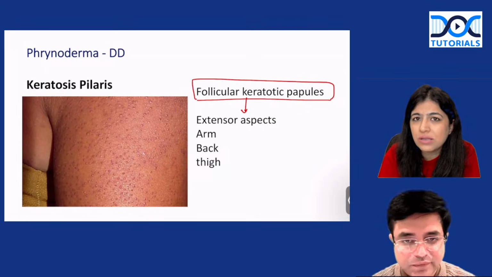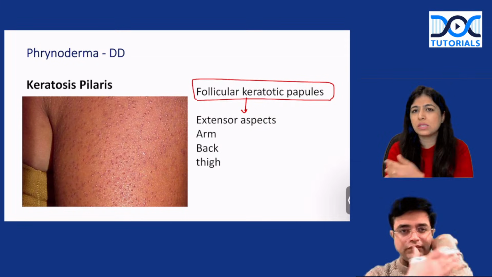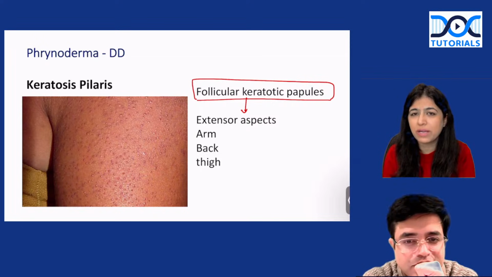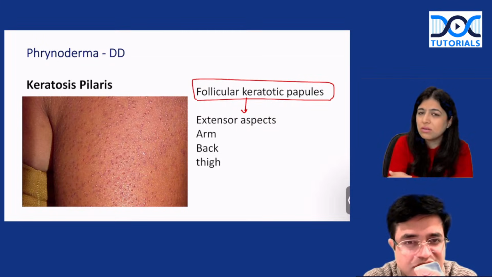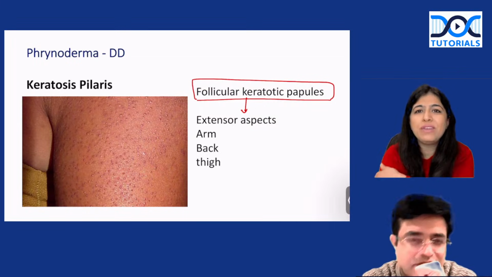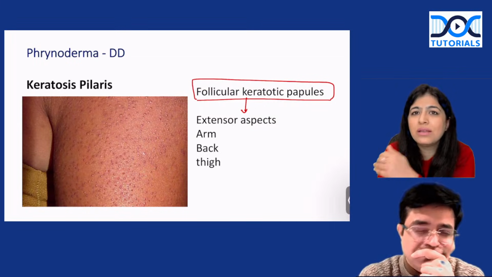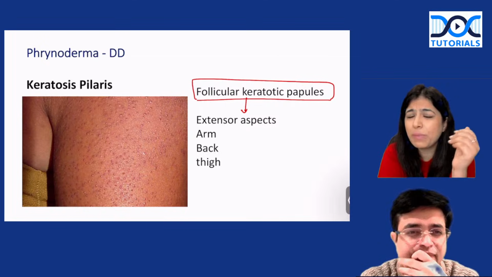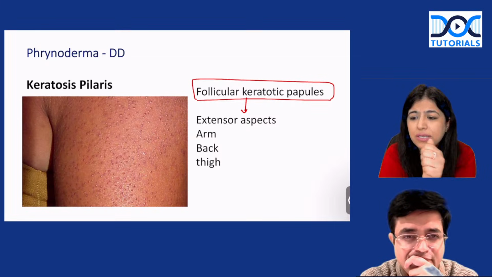This is on the extensor aspects of your arms, your back, your thighs. In fact, any of you who's towards the southern aspect of the country, you're wearing half sleeve t-shirts, if you feel your skin on the outer arms, you will feel slight bumpiness on your skin. That is all keratosis pilaris. We all tend to have it, especially those people who have a drier skin, they tend to have it.